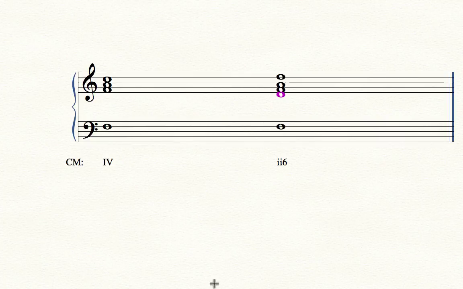Therefore, the bass note, F, is the third of the chord. D is scale degree 2, meaning the Roman numeral 2. F is the third of the chord, so it gets an inversion of 6. 2-6. Both of these function as subdominant chords.